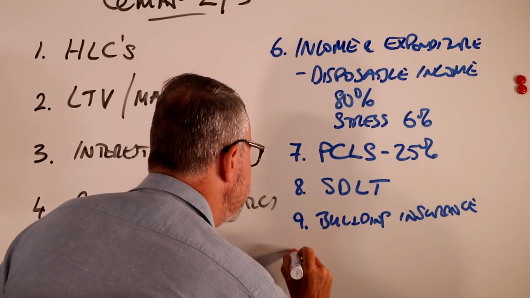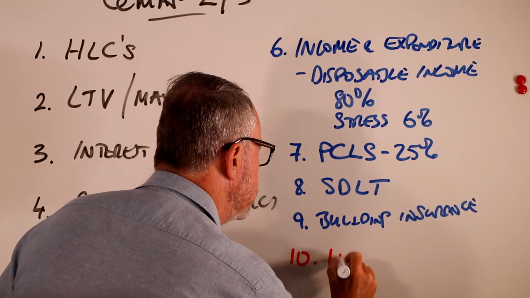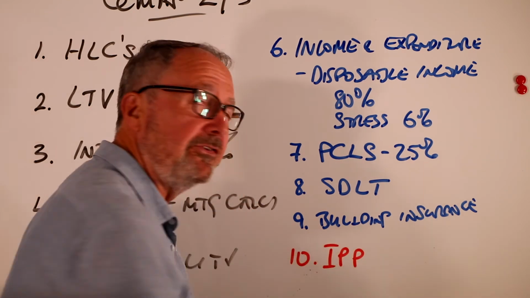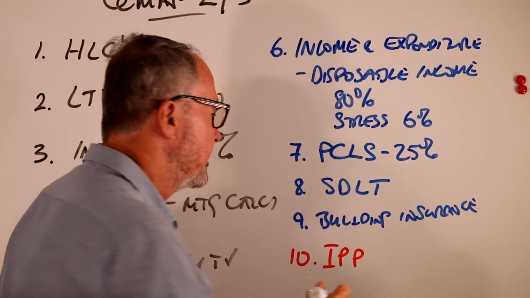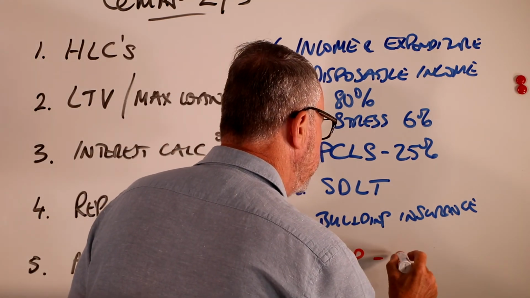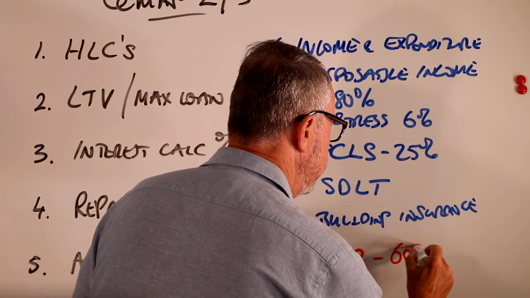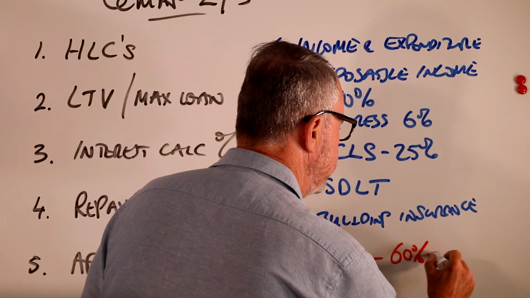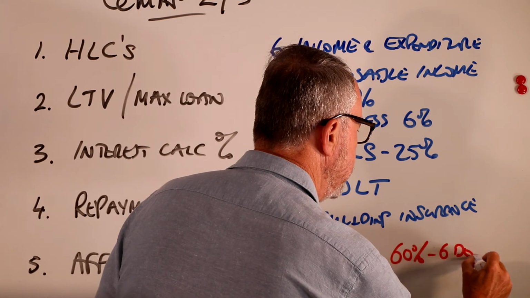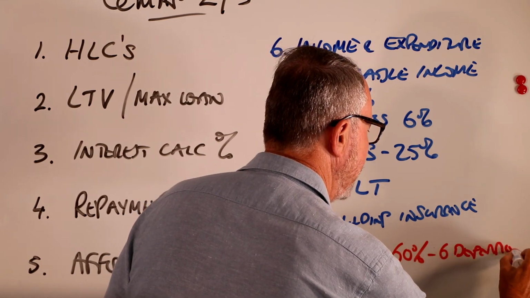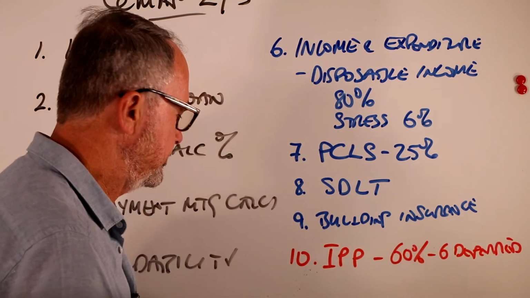Number 10, just scraping the barrel now, income protection policy calculations. Here you're looking at the cover, so they might say 60% of the person's income is covered with 6 months deferred. So there'll be calculations around that side of things you might get, but pretty unusual.